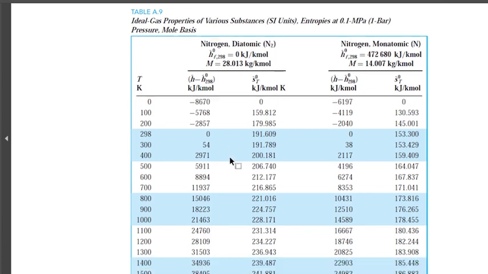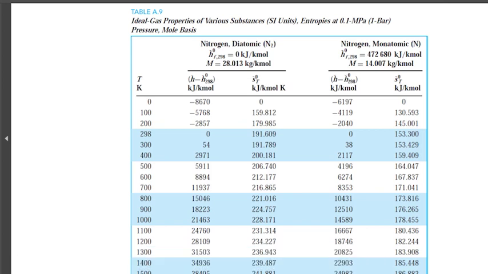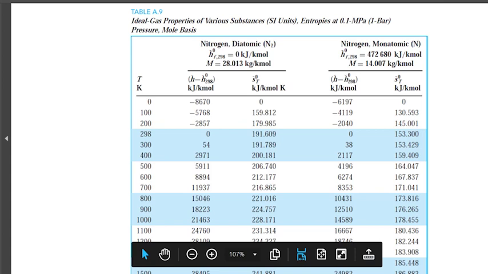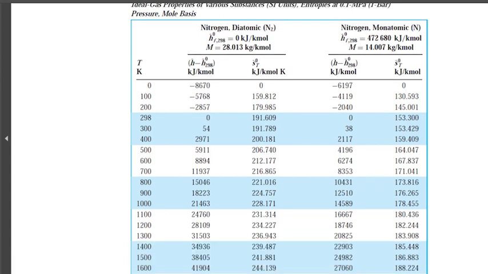So let's begin with nitrogen. Our output temperature is 800 degrees Celsius. Converting to Kelvin, that is 1073.15 Kelvin. So that is between 1000 and 1100 Kelvin. Upon interpolating, we have our delta H value of 23,875 joules per mole.